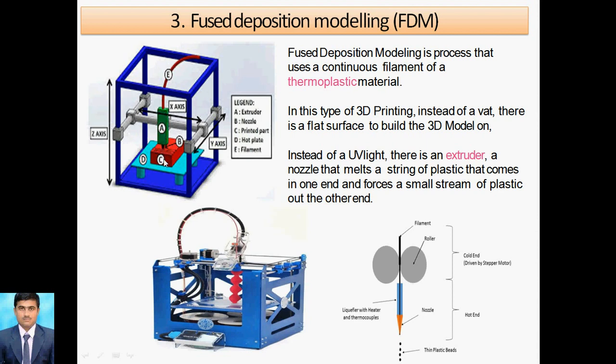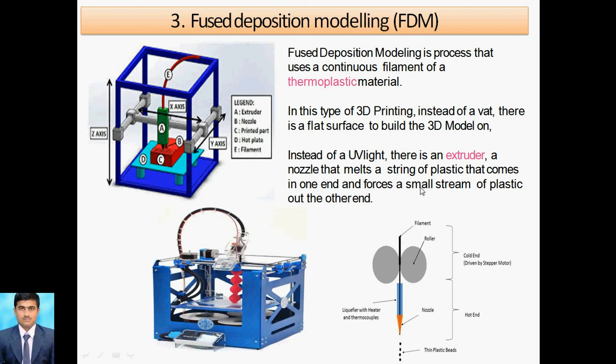So z-axis means the tool, or sorry, this bed, so the bed can change directions, you can say goes downwards. So if one layer is formed, then this bed goes down. So this is the z-axis. So this is regarding fused deposition modeling.